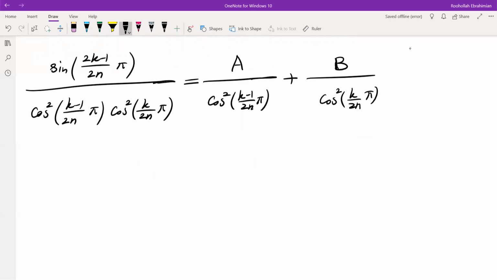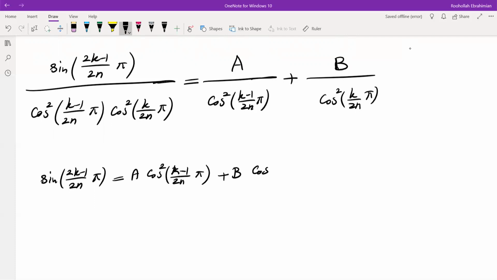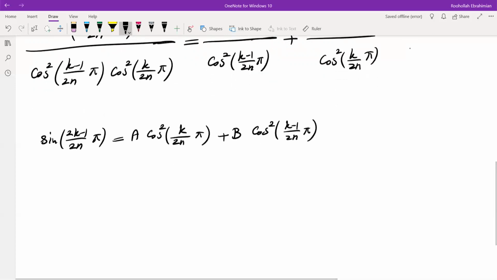So let's clear the denominators and see what we get. So we get sine of (2k minus 1)/(2n) pi equals a cosine squared of k/(2n) pi plus b, sorry, this should be k, b cosine squared of (k minus 1)/(2n) pi. So if I can find a and b that satisfy this, then I would be done.